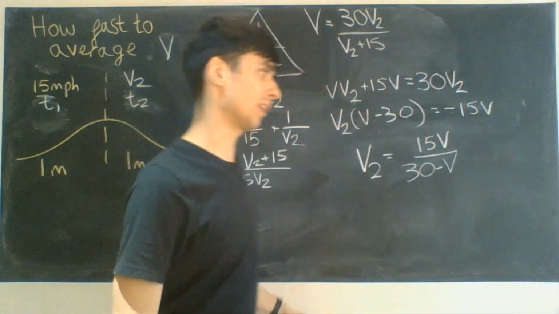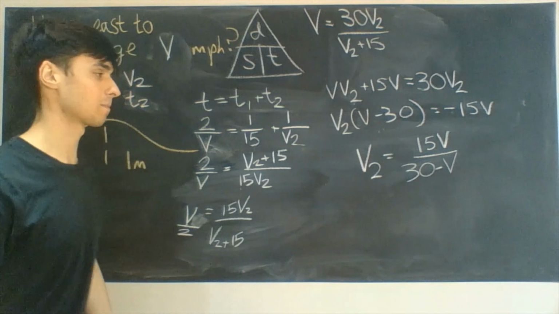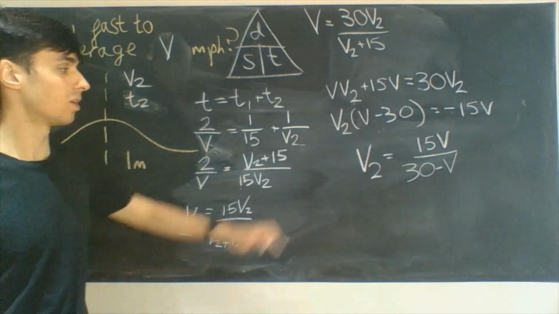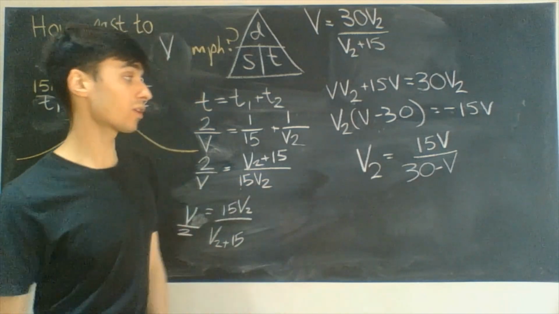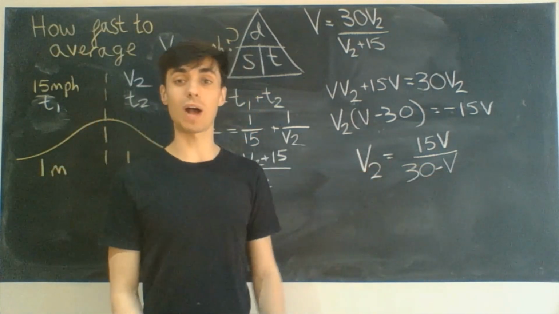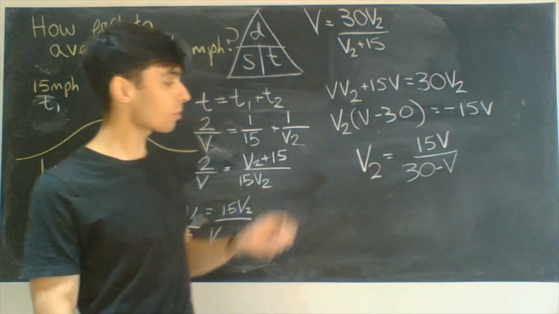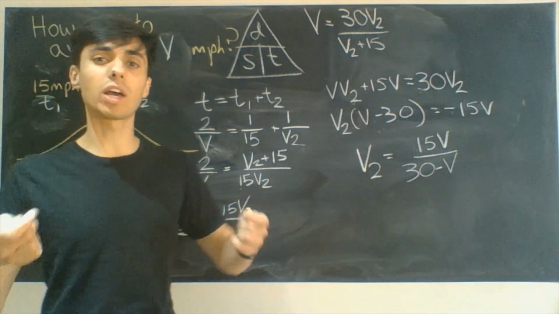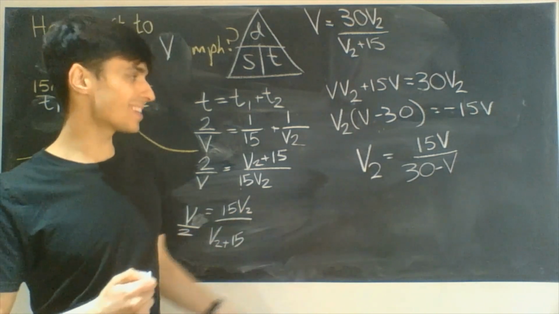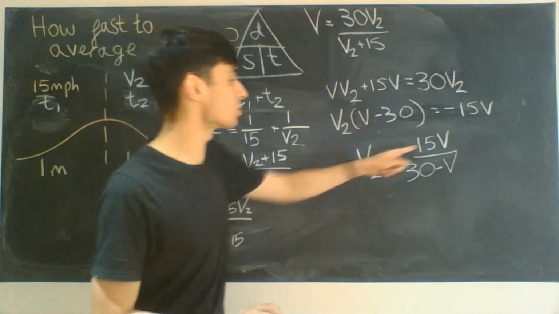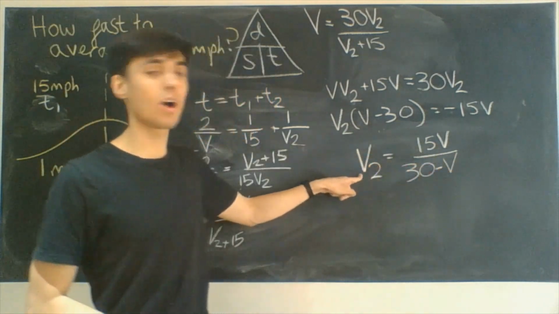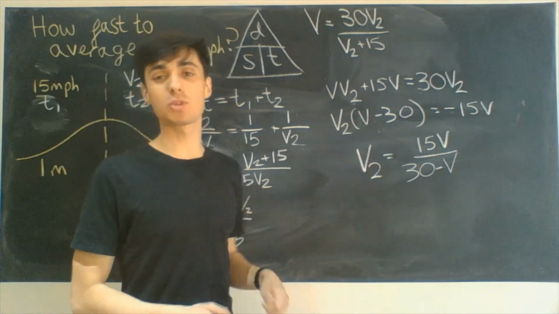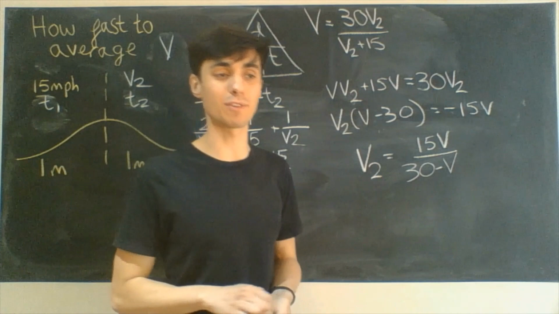You could check that if you like, it should all come out nicely. This is what's most important for us then: v2 as a function of our overall average speed. This formula is going to be so useful to us because if I tell you I'd like my average speed to be 20, we can substitute 20 in here to work out v2, or the downhill speed. That's what we're going to do next to explore this problem a bit further.